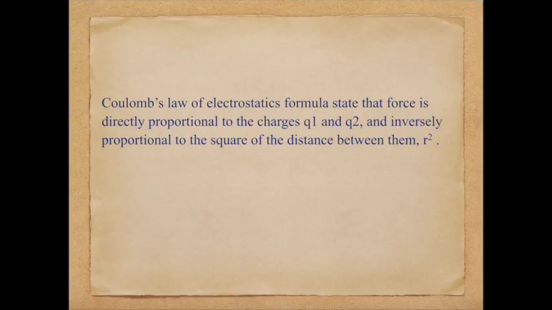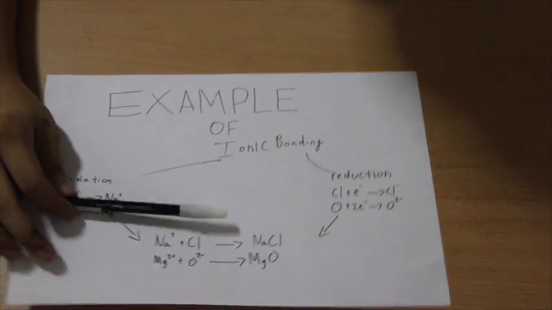Coulomb's law of electrostatic force states that force is directly proportional to the charges Q1 and Q2 and inversely proportional to the square of the distance between them, R squared.